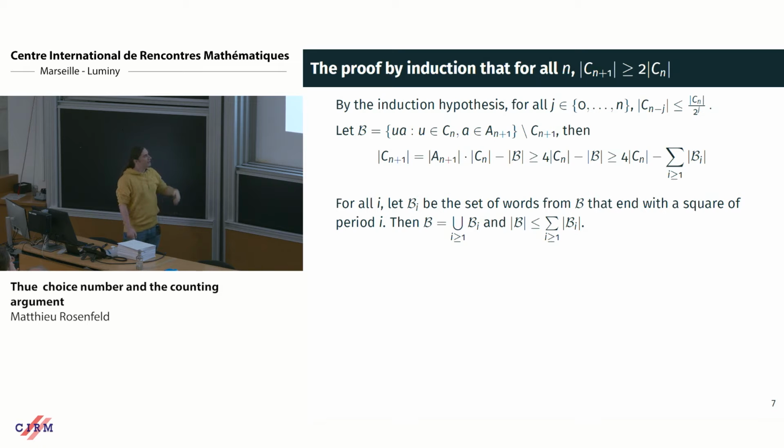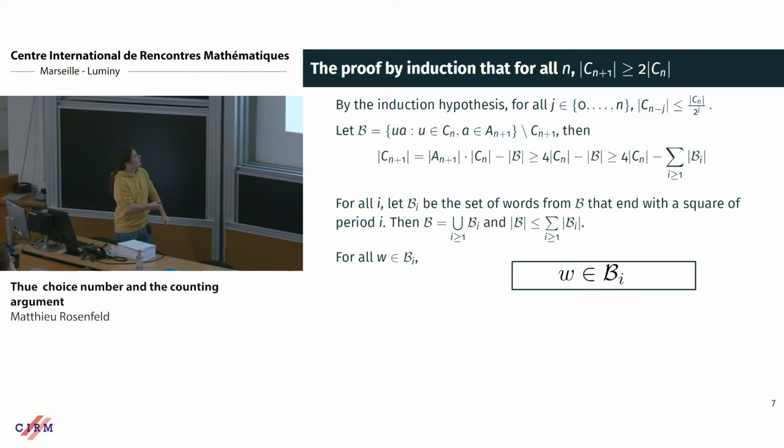Okay, good. Now let's bound the size of B_i, and this is going to be the second important part of the argument. We will use a simple idea for this, in fact. So let's take W that belongs to one of the B_i. So this is W, it belongs to B_i, great. I know one thing about W, which is that it ends with a square of period i. Okay, so I have this square UU, such that the length of U is i. Great. Now let's look at the beginning of this word, by which I mean I'm taking all the letters until the second occurrence of U.